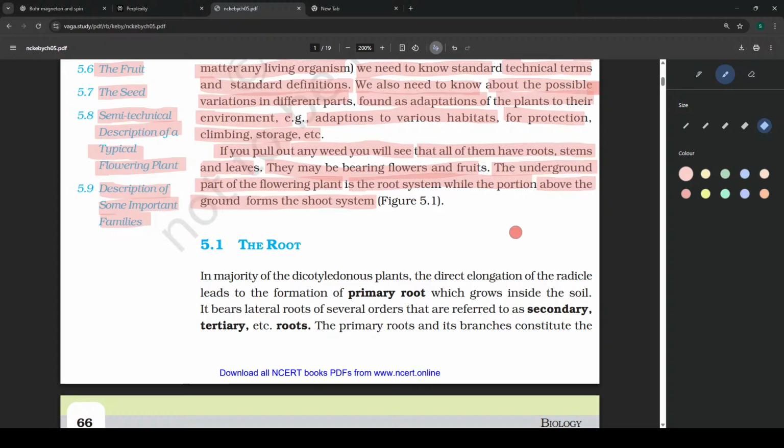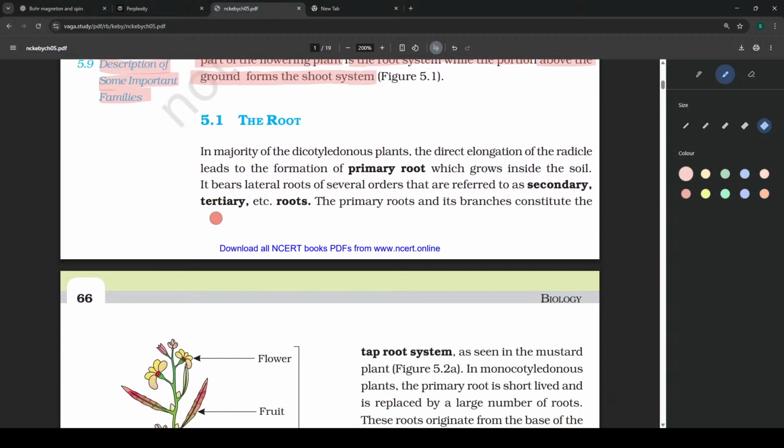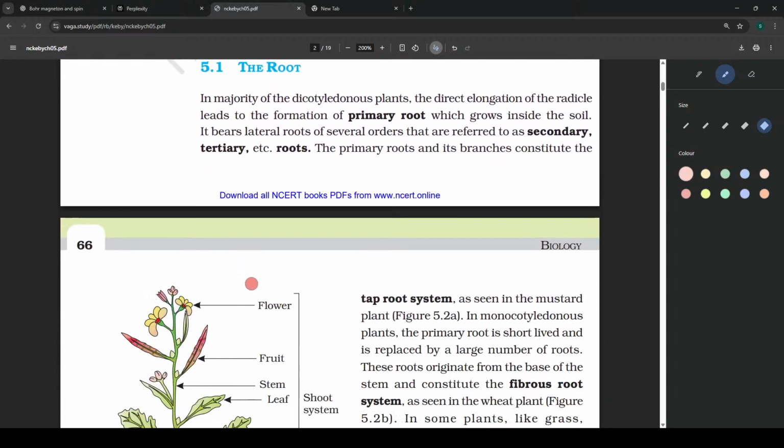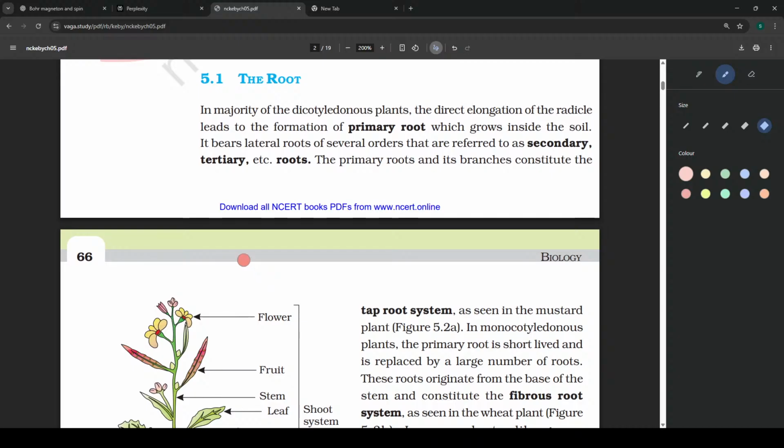And from this pulled out plant, you observe two sections, that is the root system that is below the ground and the shoot system that is above the ground. This is the first way we divide it, that is root and shoot. Now for the first topic, that is the root. In the majority of the dicotyledonous plants, meaning they have two cotyledons, the direct elongation of the radicle leads to the formation of the primary root, which grows inside the soil.